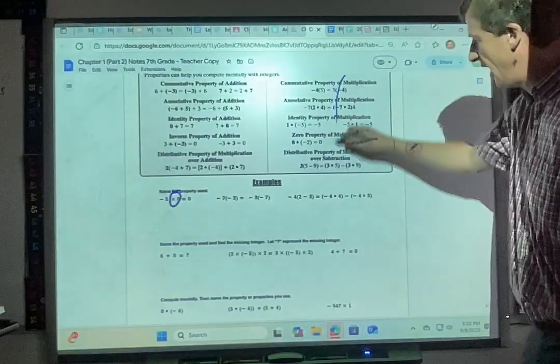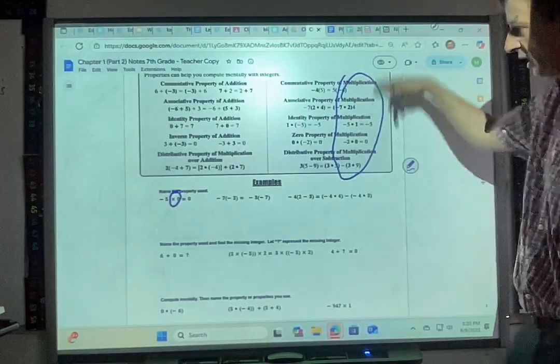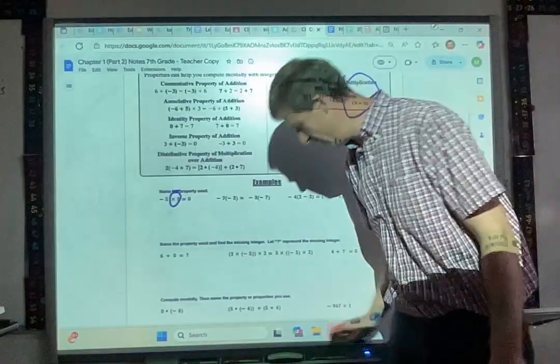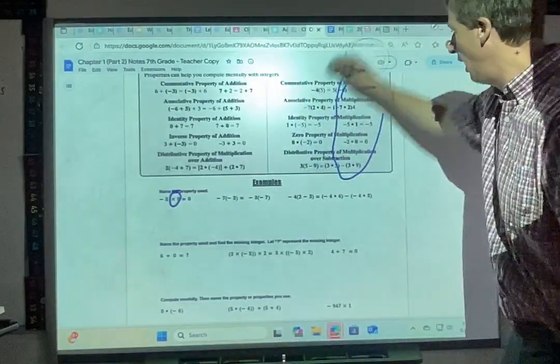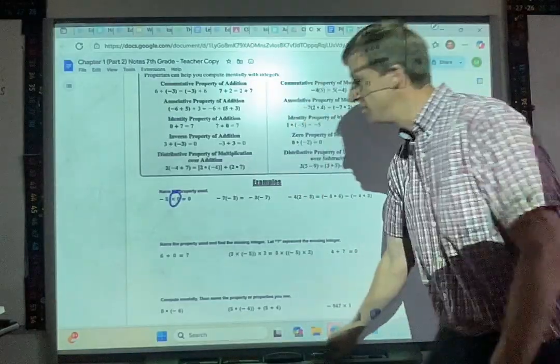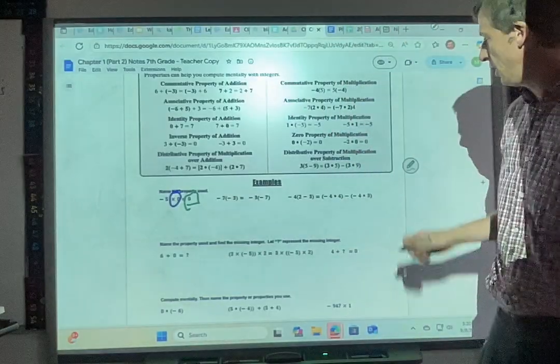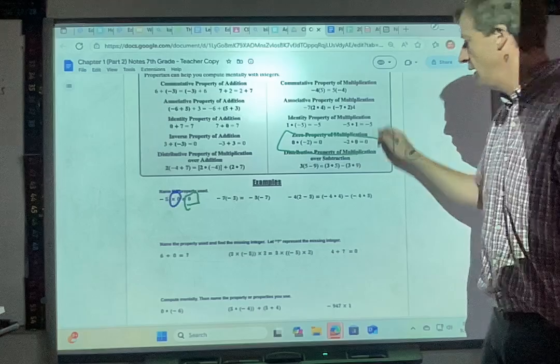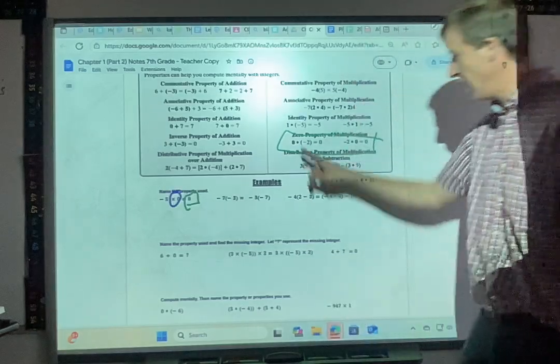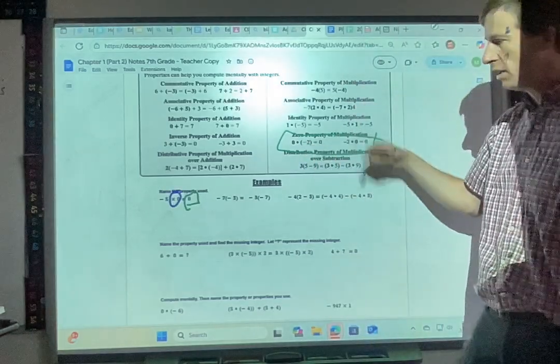So I'm over on this side. These ones here are all multiplication, so it's going to be one of these properties over on this side. And then I see an equals 0 right here. Well, which of these properties are equal to 0? Looks like right here. The zero property of multiplication says anything times 0 is equal to 0.